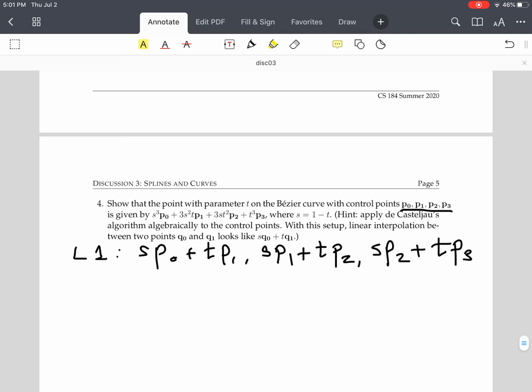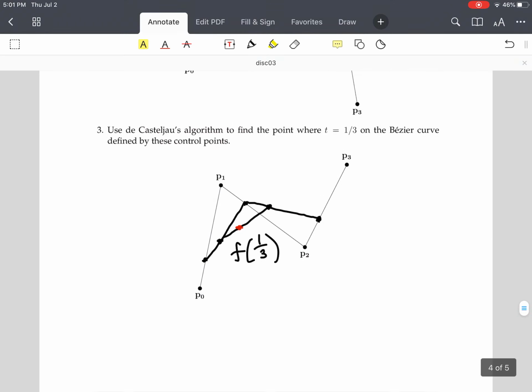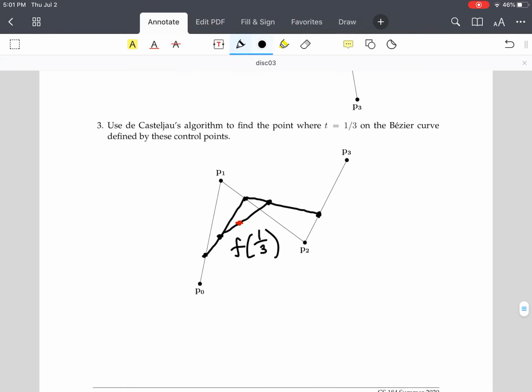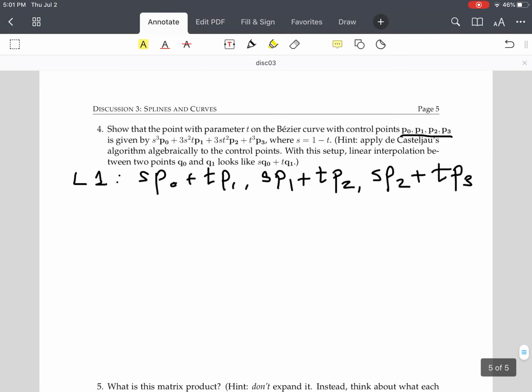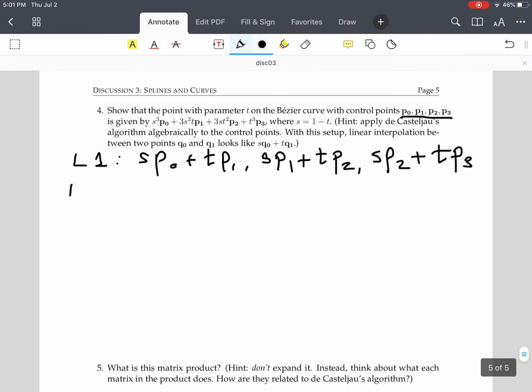Notice how we went from 4 points to 3. And so that's this level. We went from p0, p1, p2, p3 to these points right there. To, here, let me just, there, and there. That's what we just solved for. Okay, so now we have level 1. Let's go ahead and solve for level 2. Okay, and so now what we're going to do, just like we combined the 4 control points, we're going to combine these 3 control points. Okay, so it's going to be s times this plus t times that.